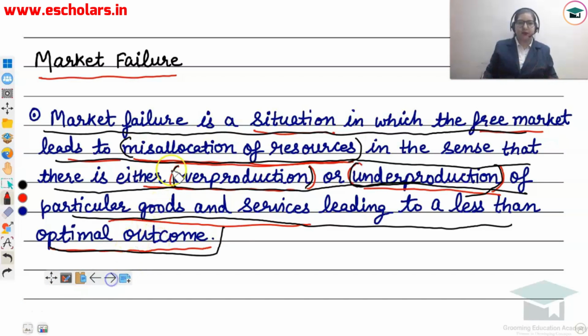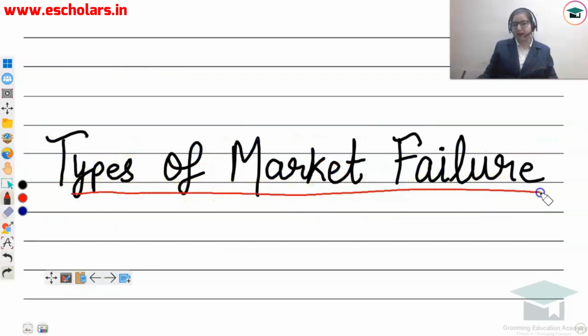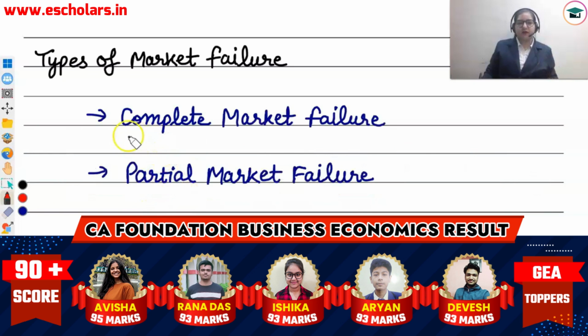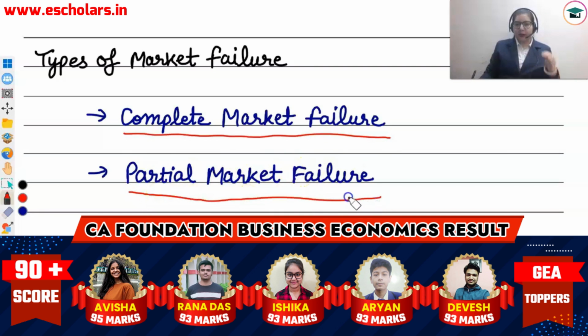Now let's talk about the types of market failure. There are basically two types of market failure, and those are, first, complete market failure, and another one is partial market failure. So complete market failure and partial market failure are basically two categories, or you can say types, of market failure. Now let's understand what is complete market failure.